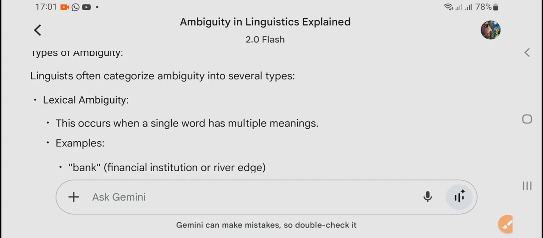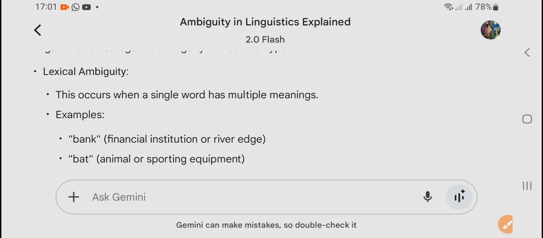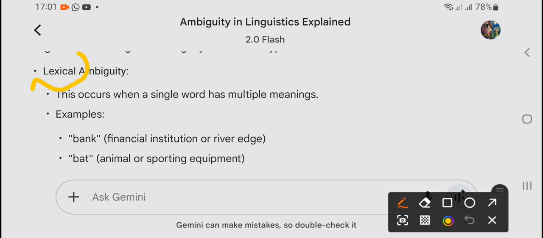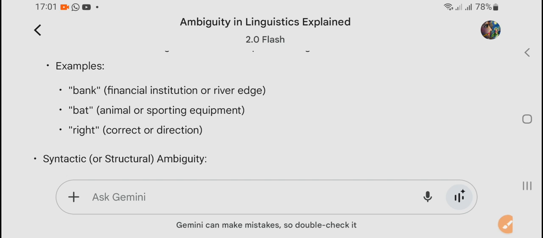So what are the types of ambiguity? Linguists often categorize ambiguity into 7 types. Number one is lexical ambiguity. This occurs when a single word has multiple meanings. So lexical ambiguity is because of words: one word has more than one meaning. Bank, bat, and right, we have already discussed in the class. These three examples you just remember.